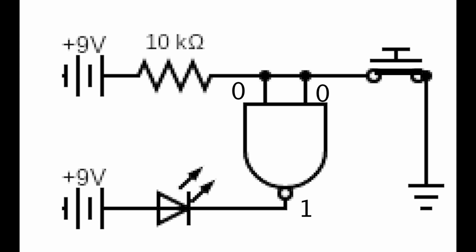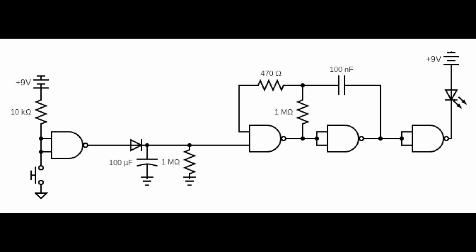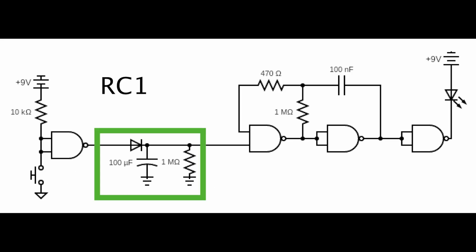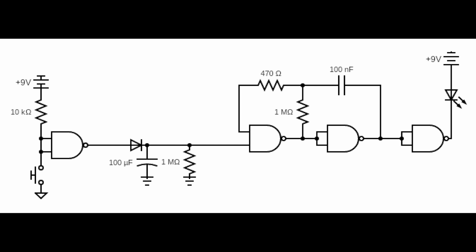This output then goes into RC1. It fills the capacitor, and when the button is released, the current slowly leaks out, giving us the duration of the circuit. This part of the circuit then feeds into RC2.